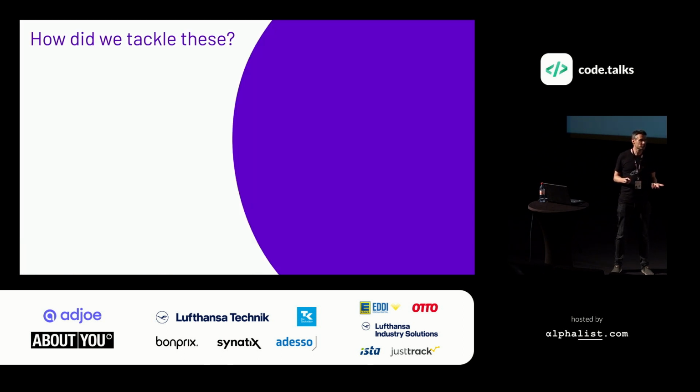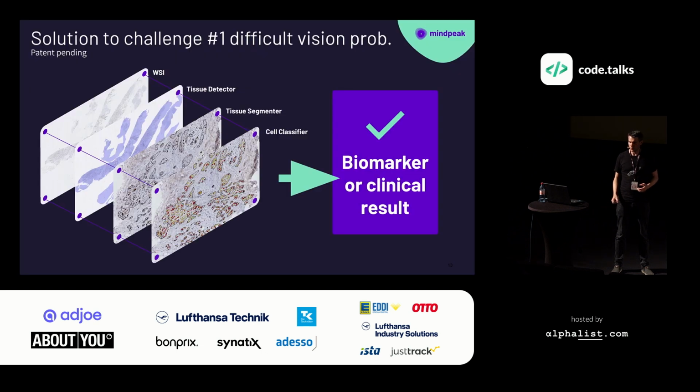So how did we at MindPeak tackle those challenges? The first one, the very difficult vision problem, we solve with different deep learning models. And it's not a single model, actually, because we build a pipeline of models that run one after another. So the first model detects the tissue, that is just background versus foreground segmentation. Then we have the second model that segments the found tissue into what is kind of anomalous tissue, what is probably cancerous, and what's normal healthy tissue.